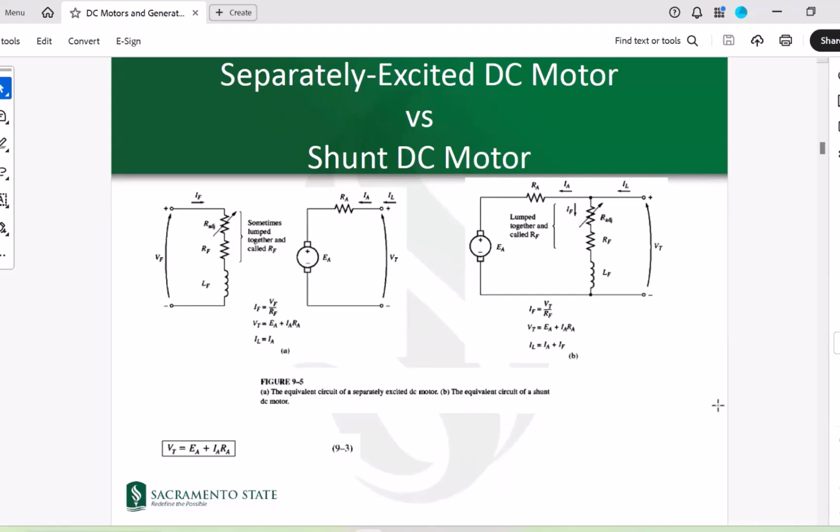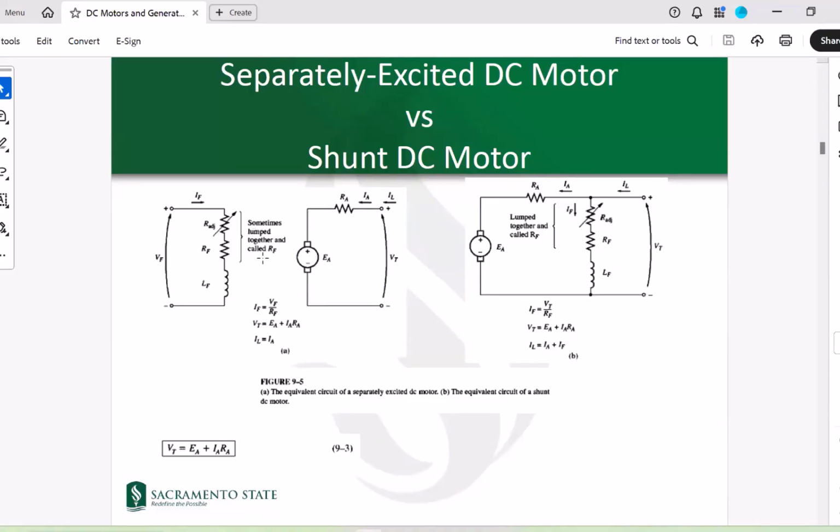The first is the separately excited DC motor versus a shunt DC motor. So there's really nothing much different between these two. As you can see, the only difference is that in the shunt DC motor, we are combining the two circuits together to be provided through the same source. So this VT is the main source, the main terminal of the motor that we're providing the power through. So through the same source, both the field and the armature can be energized.